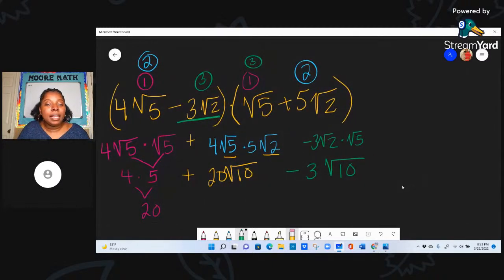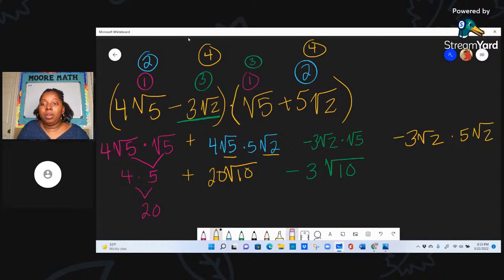Excellent. And the last one, we have -3 square root of 2 times 5 square root of 2. Okay. What can I combine here? The 2 square roots of 2. And that becomes 2. And -3 times 5. 15. Good. Say it again. -15. Excellent. And 15 times 2.